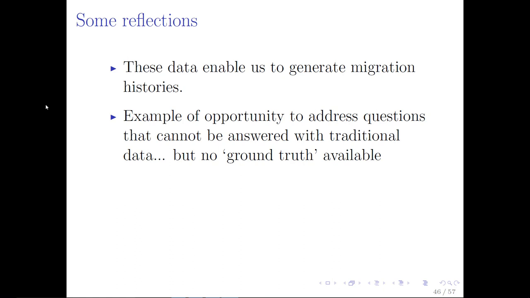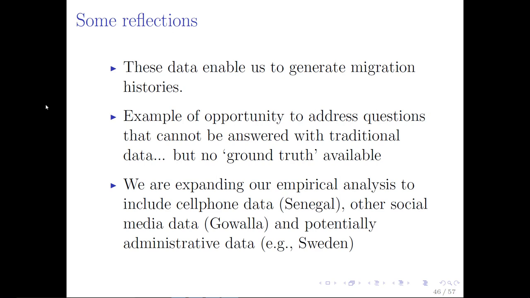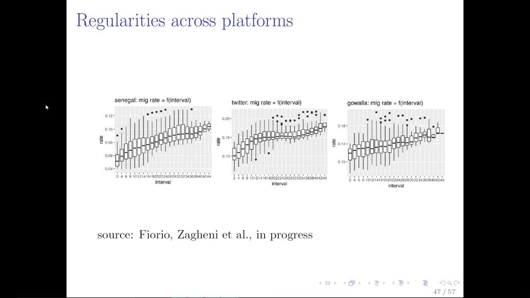And so far, our approach has been to look into as many geolocated sources as we can to see whether some patterns are regular across different platforms. So we've been looking into cell phone data for Senegal, an old social media that doesn't exist anymore, Gowalla, where people could log in. And potentially we will look into administrative data from Sweden. As an example, these are relationships between migration rate and interval for data from Senegal, which are call detail records, the Twitter data that we saw earlier, and the Gowalla.